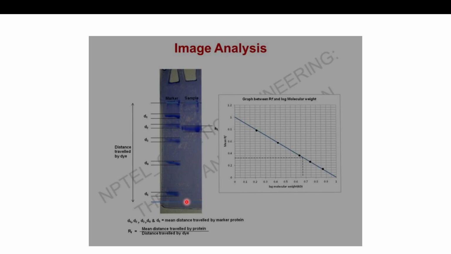So in comparison to that, suppose there will be D5, D4, D3, D2, D1, and then you will get a correlated graph here. And then finally, based on the distance traveled by your protein here, this Rf value will be there, and hence you can eventually extrapolate it to get the molecular weight.